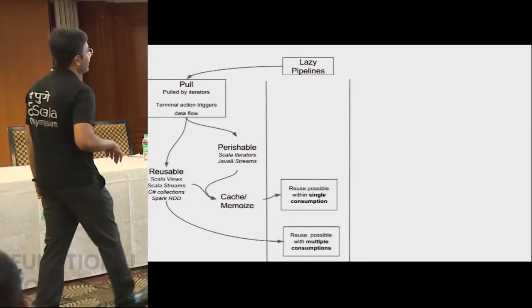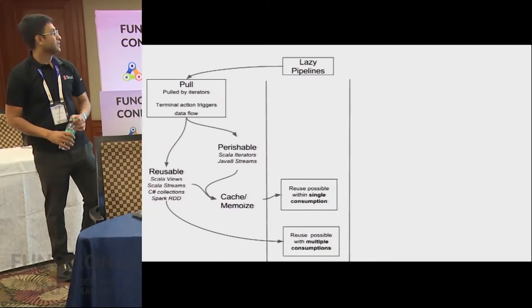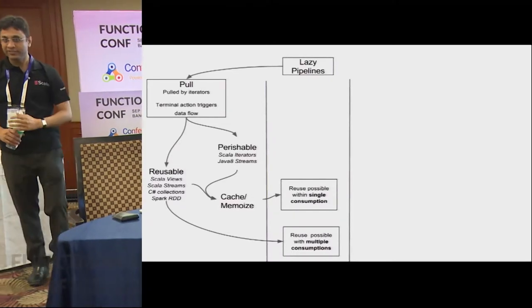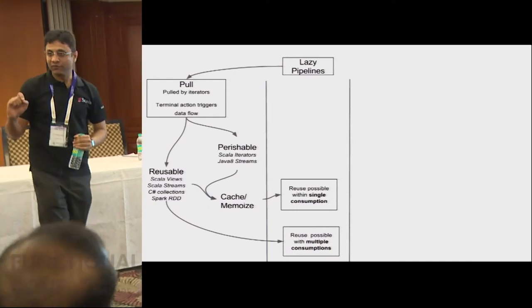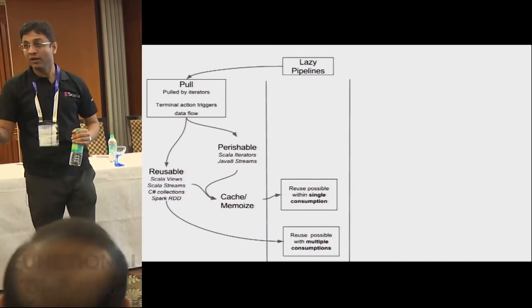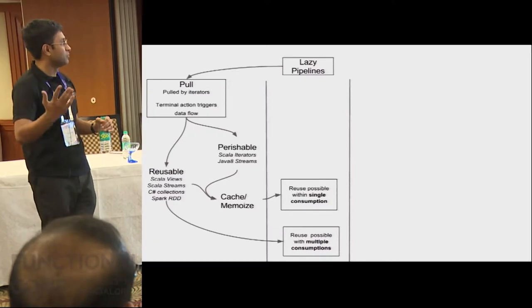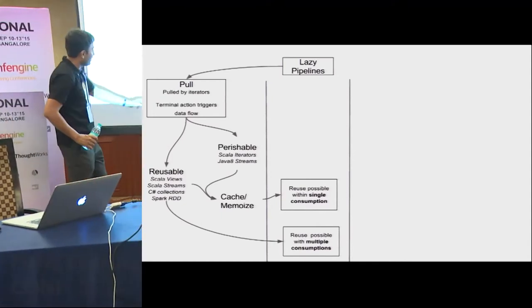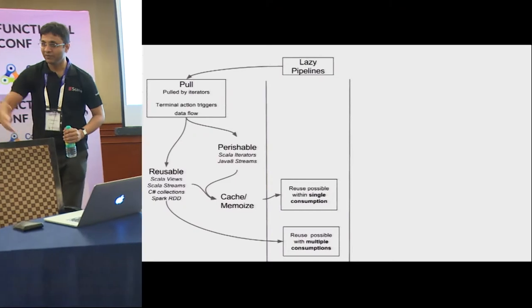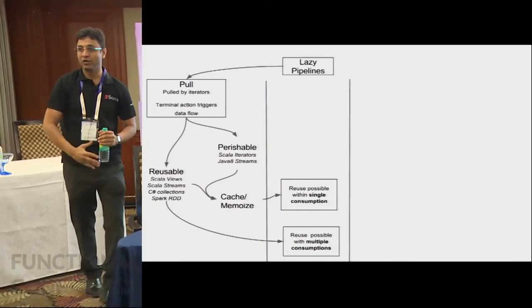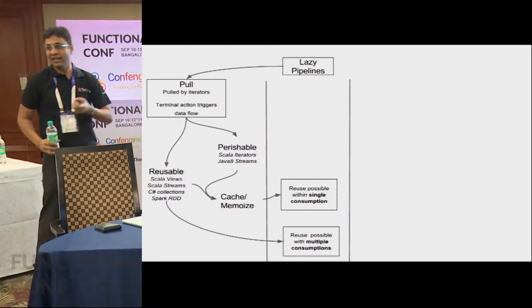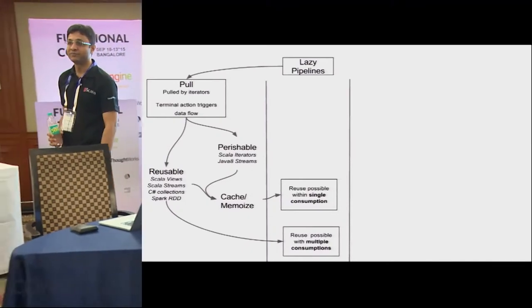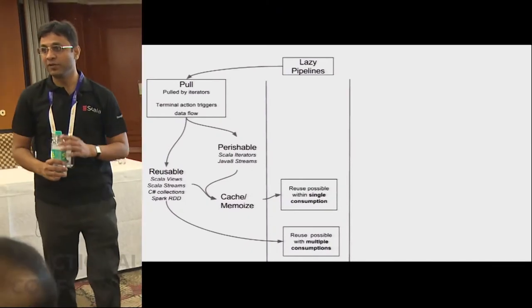Another summary: a lazy pipeline can be pull-based or push-based, which I will see later. Pull-based pipelines are driven by iterators. Terminal actions trigger the data flow, right? They could be reusable or they could be perishable. And we saw the examples of both. By default, they are reusable with multiple consumptions, right? Reusable means they will always begin from the top. But if you want to short circuit that and have junctions, then you'll have to cache or memoize, and then reuse is possible within a single consumption. Is that clear? Does it put everything in perspective for pull-based systems?